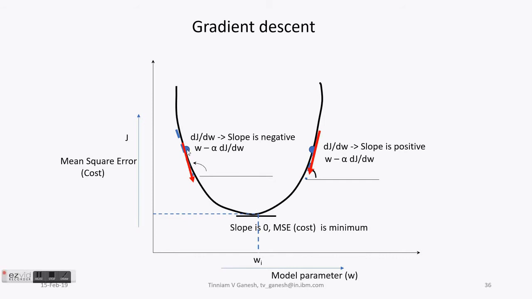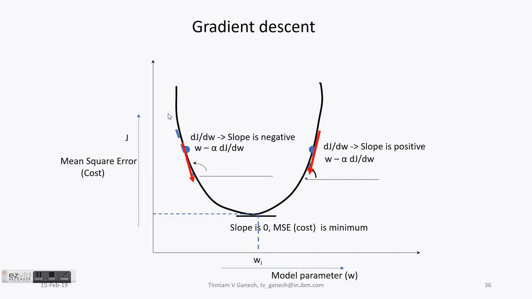Alternatively, if I had started from any point on this side of the curve, the slope would be negative, and if I do W minus alpha times dJ by dW, now dJ by dW is negative, so minus of alpha times dJ by dW will be a positive number. Minus into minus will be plus, so I will be adding a positive number to this original weight W. So I will move in this direction.